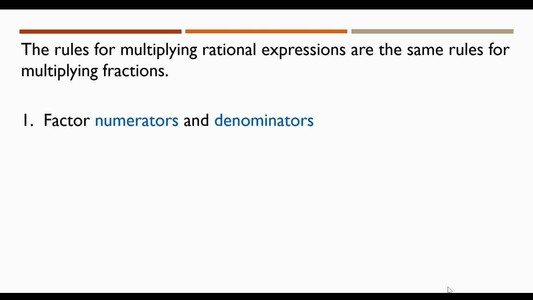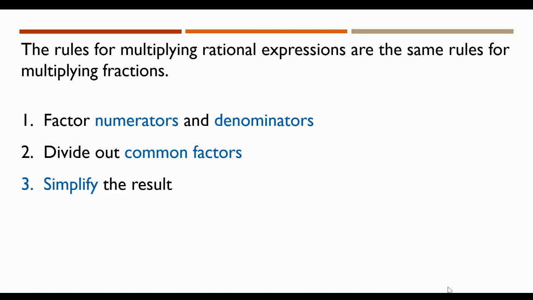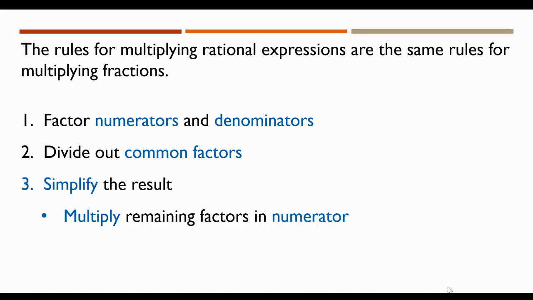Okay, quick review of multiplying. Remember that if you're going to multiply, the very first thing you have to do is factor. You do not want to try and multiply giant numbers, so factor everything down so that you can reduce it. Remember, you cannot reduce unless you're in factored form. And then finally, make sure that you simplify it and multiply things out.